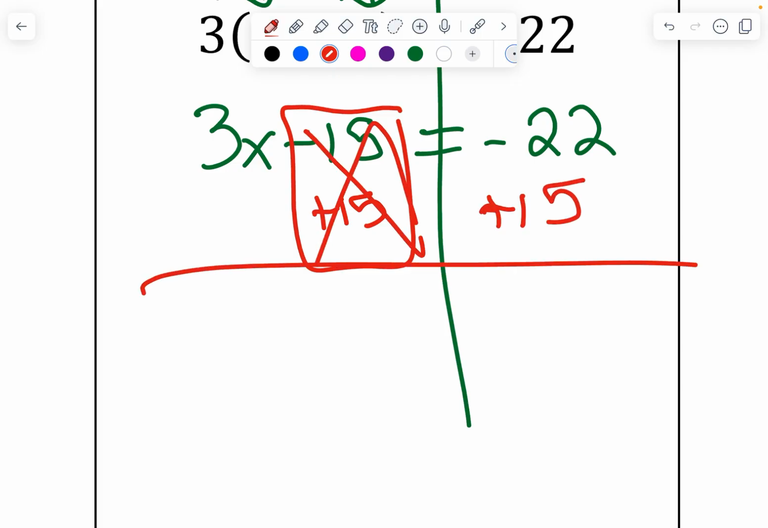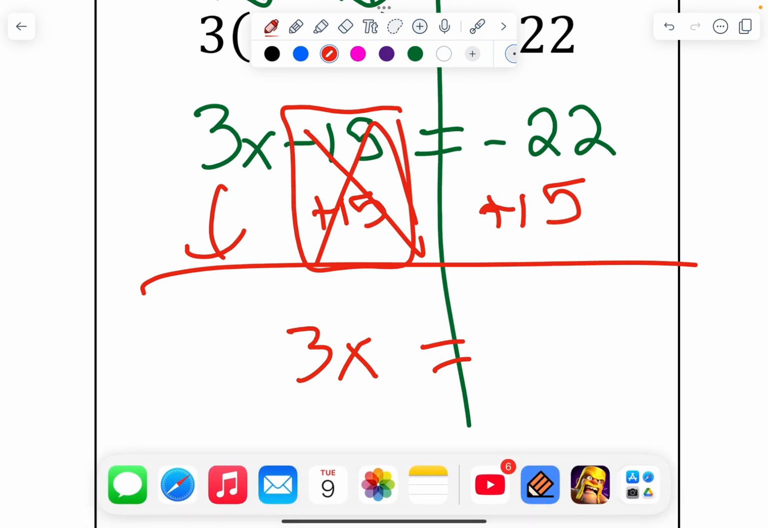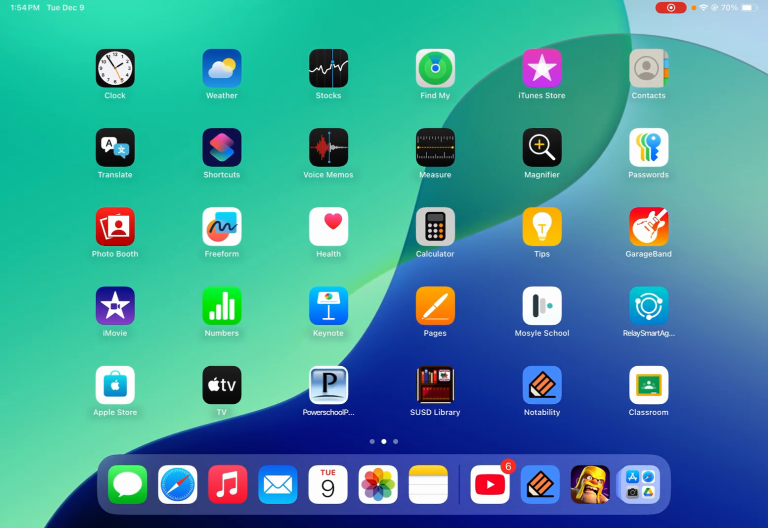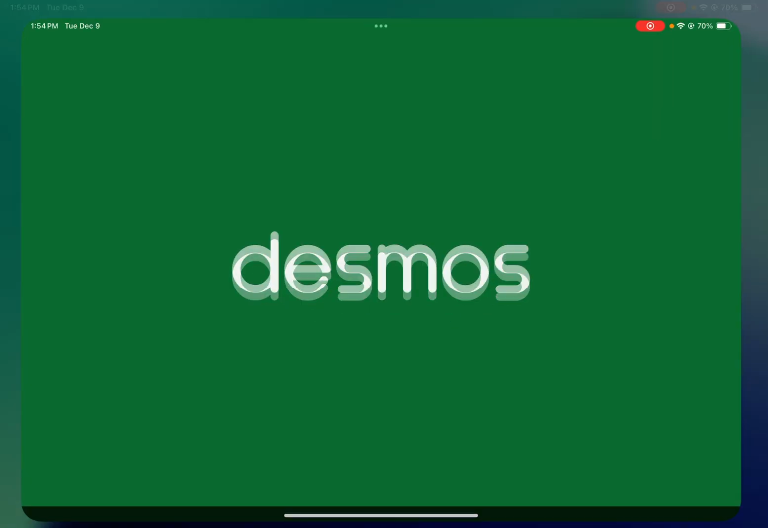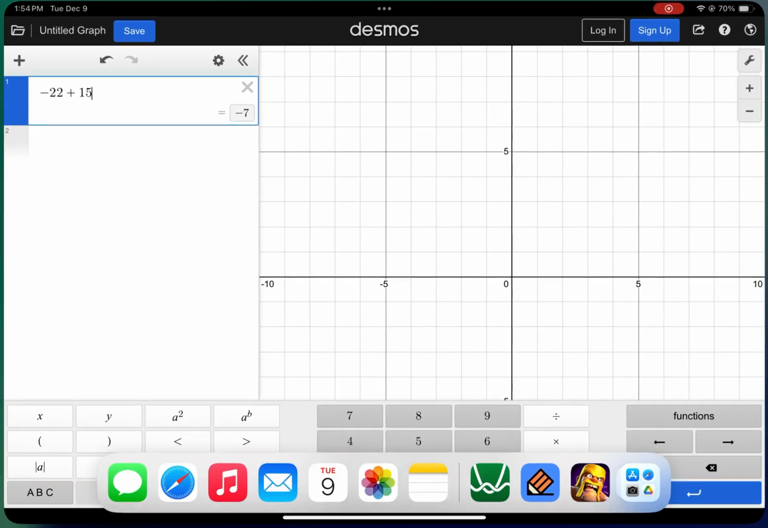Okay? All right, cool. Well, hey, I still got this 3x. And then you guys have calculators, so negative 22 plus 15. My calculator's not on here. Oh, I forgot that one. Dang it. Negative 22 plus 15. Cool. Negative 7.